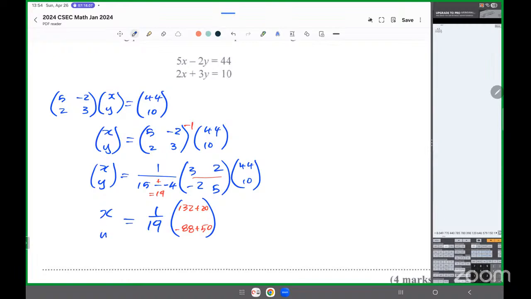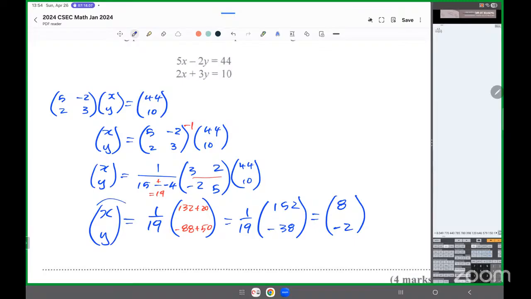XY equals this. So it becomes equal to 1 over 19 still times. So let's work out now. 152 divided by 19 is how much? 8. And this works out to negative 38, divided by 19 is negative 2, right? Don't stop here, right? So the x equals this now. So don't stop at the matrix. You're going to write now that x equals 8 and y equals negative 2. Those are your answers.